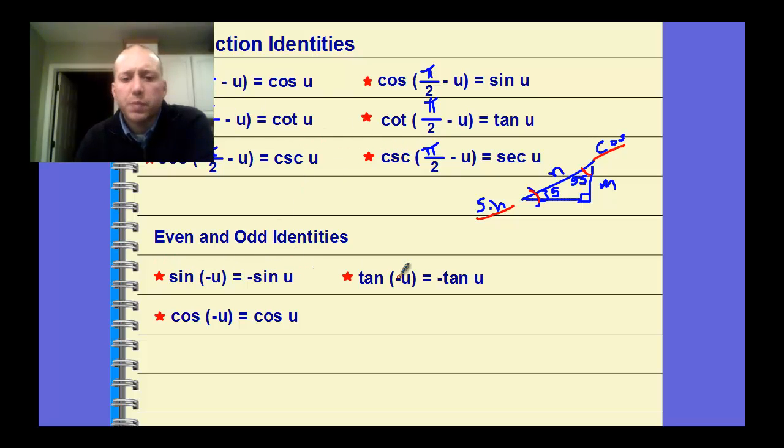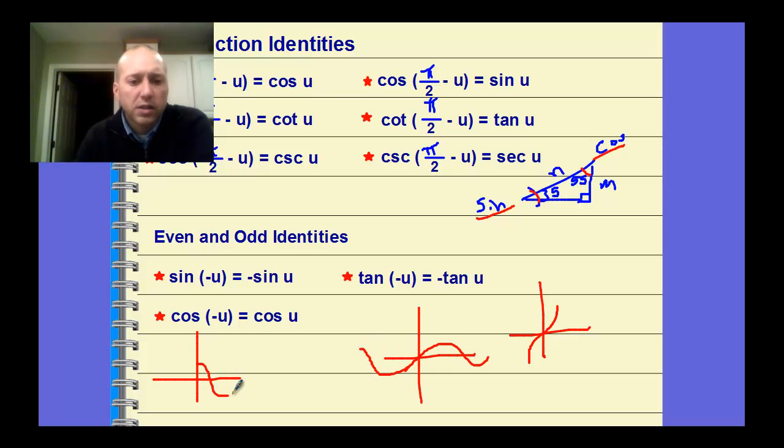Even and odd kind of goes back to our symmetry from chapter 1. Our tangent has the odd symmetry, so does our sine wave. Our sine wave has symmetry about the origin, so you have that rotational symmetry. And then cosine actually has symmetry over the y-axis. So looking at the symmetry, cosine would be even, and tangent and sine are odd.